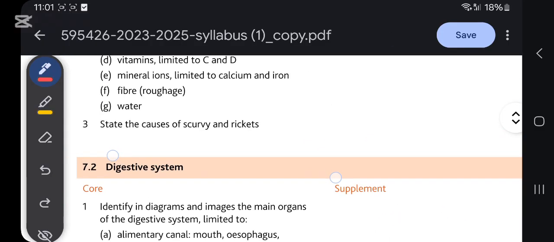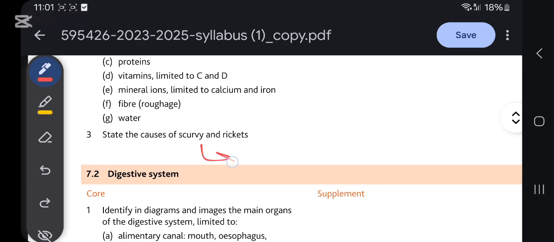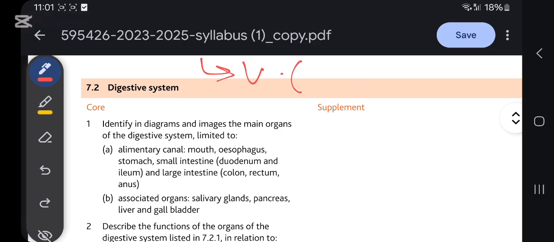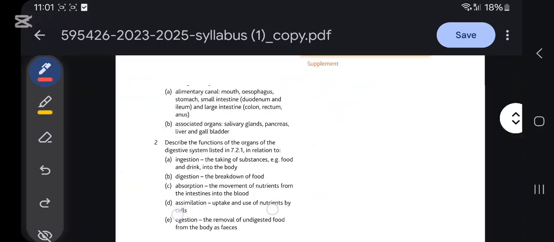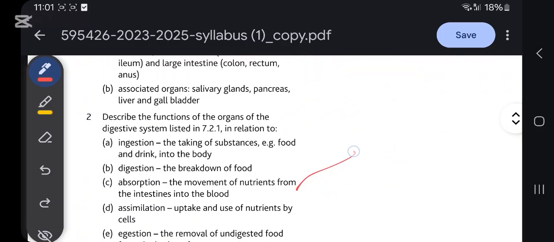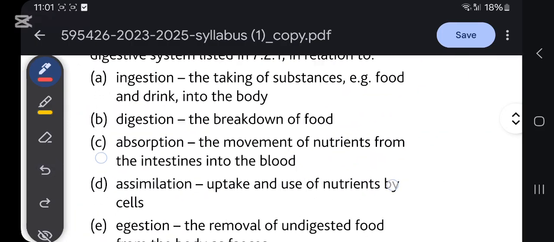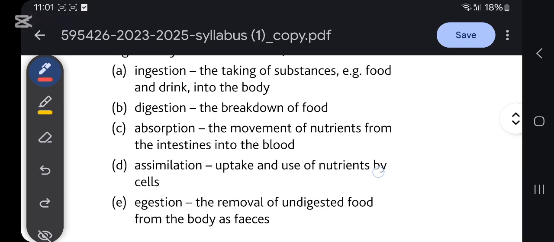Now, getting back to our syllabus. The causes of scurvy and rickets we just discussed. Scurvy is caused due to lack of vitamin C, and rickets is caused due to lack of vitamin D. In diagrams and images, you should be able to identify these; we will discuss all the diagrams in the end.